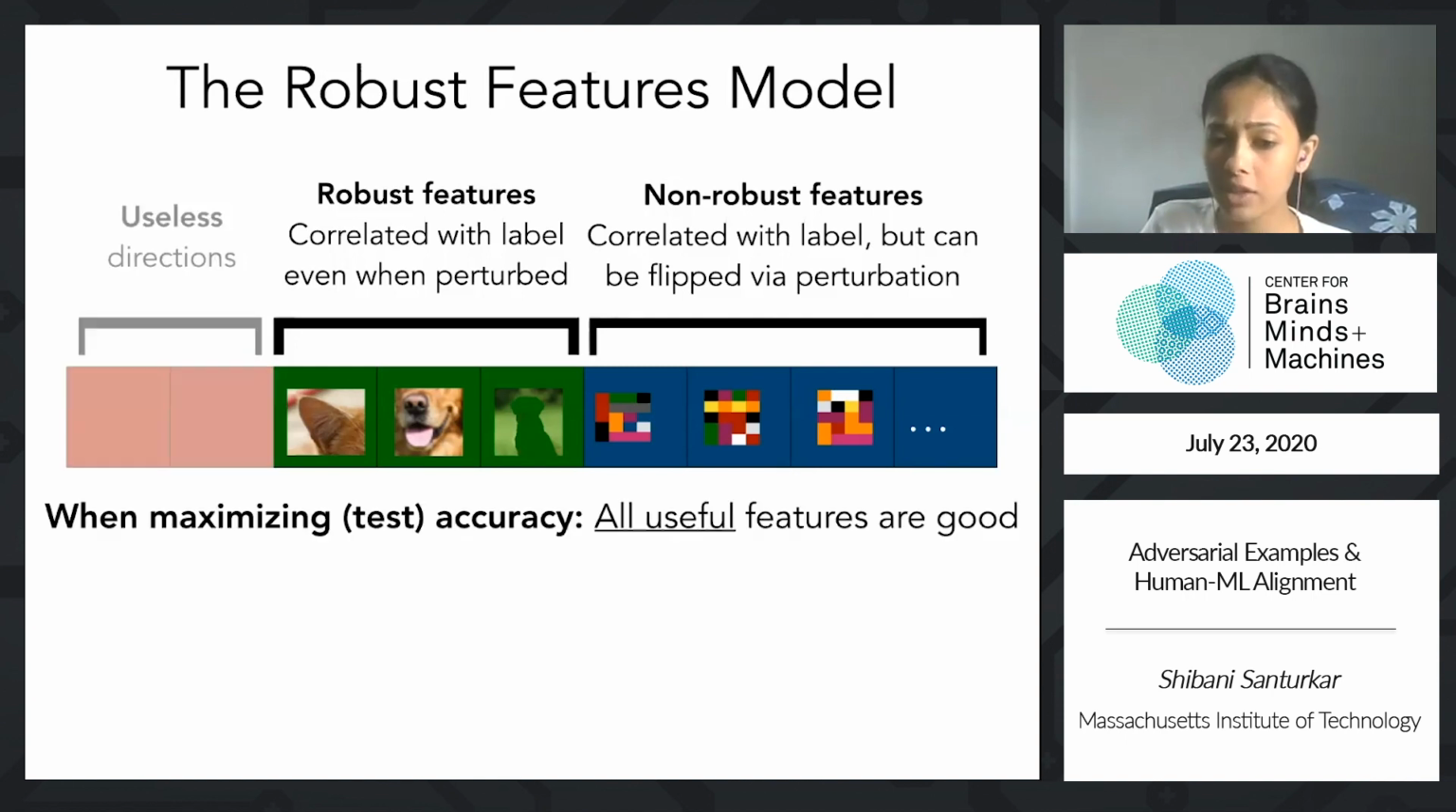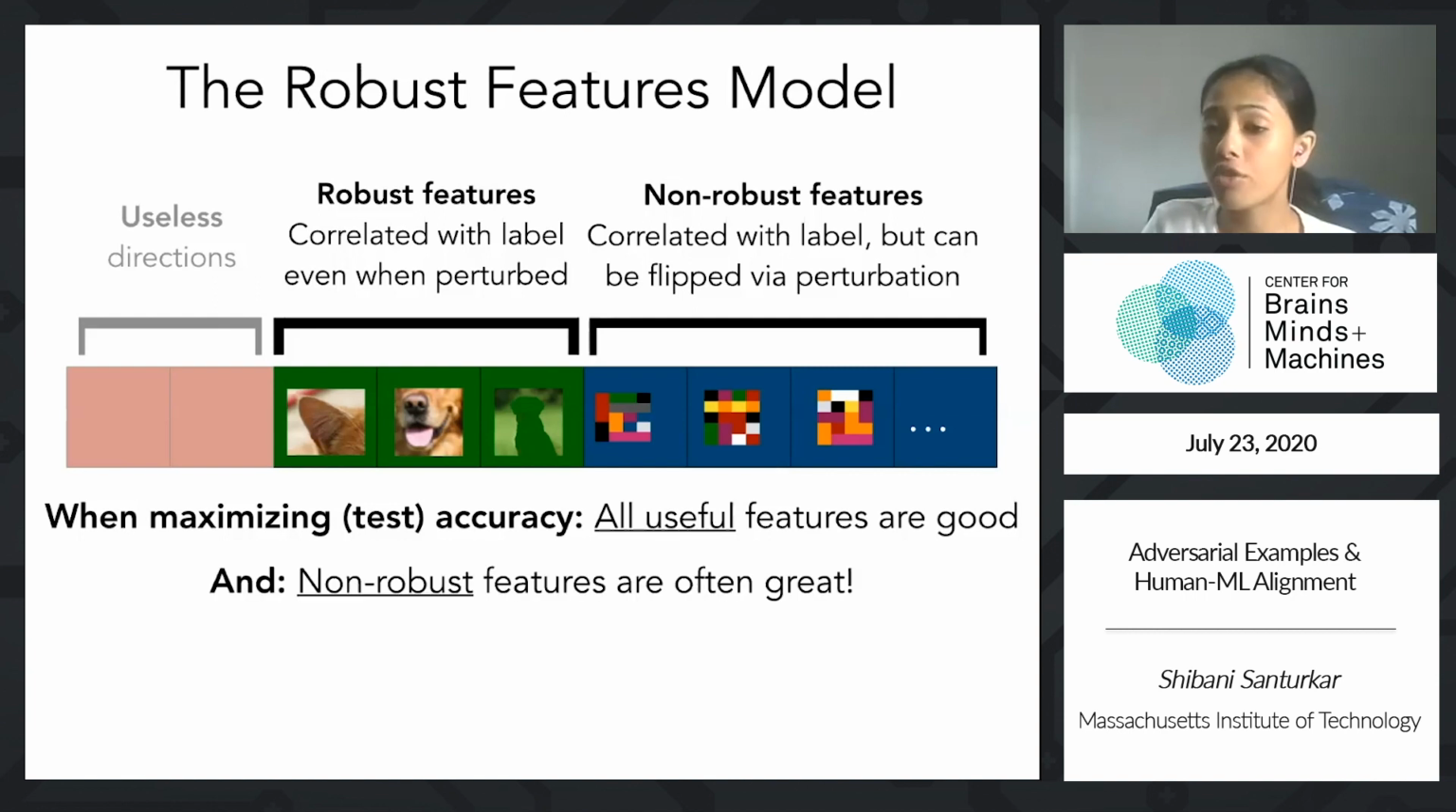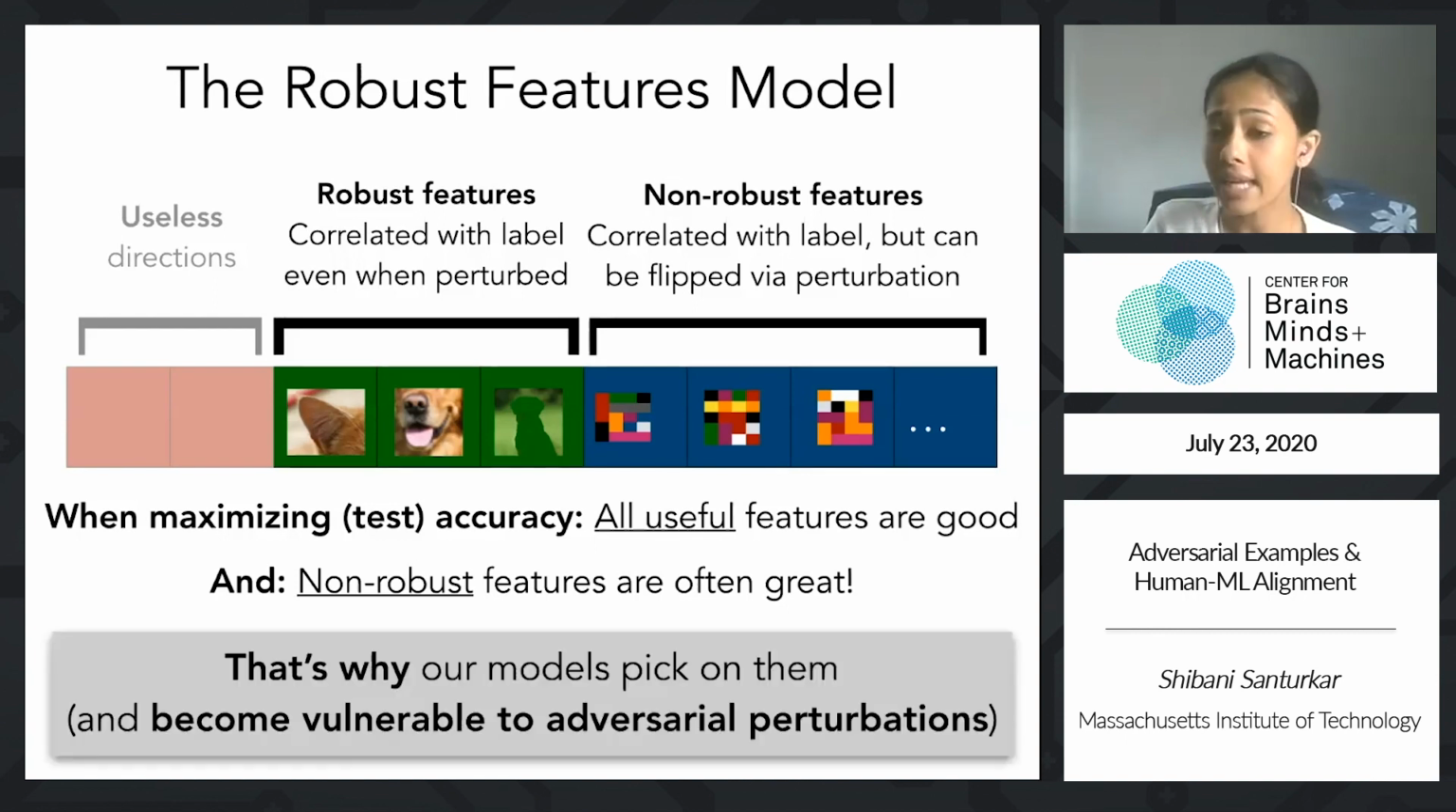And from the perspective of maximizing accuracy, all useful features, any feature that tells you something about the label, is a good feature, right? In fact, non-robust features are often great features because they give you a lot of test accuracy and training accuracy. And that's why our models end up picking up on them.